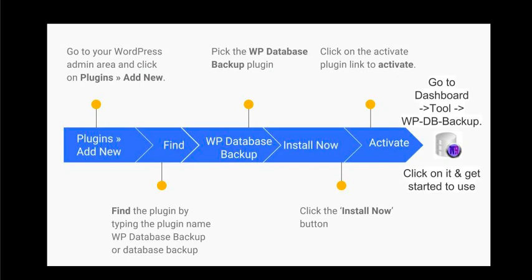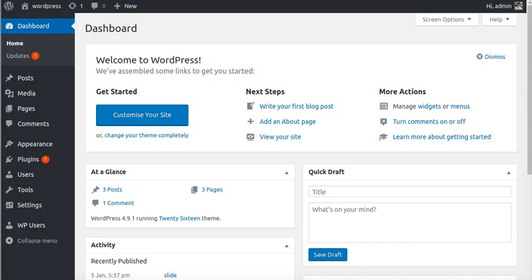Once you have activated the plugin, you can see the settings in the dashboard under the submenu Tools. Under Tools you can see the menu WP DB Backup. Click on this menu and you can use the plugin's features. So let's first see how to install the plugin.